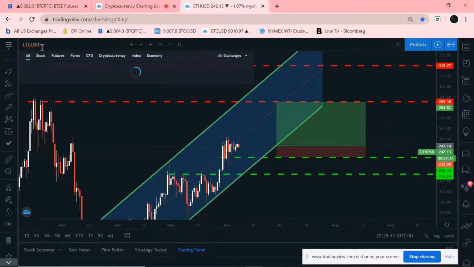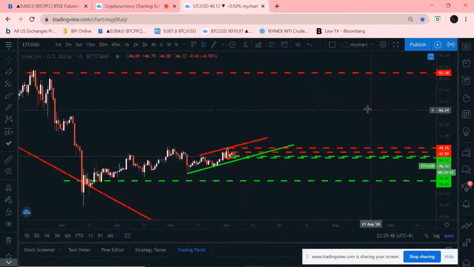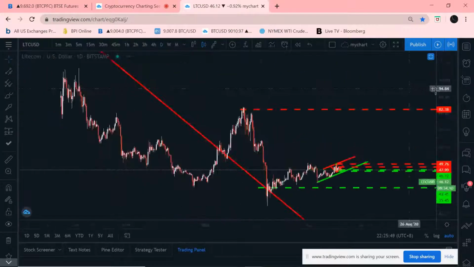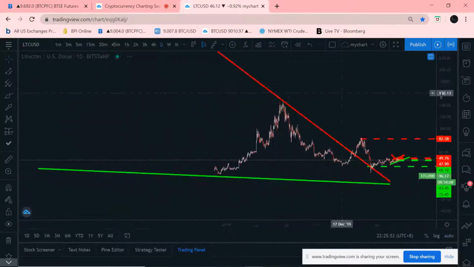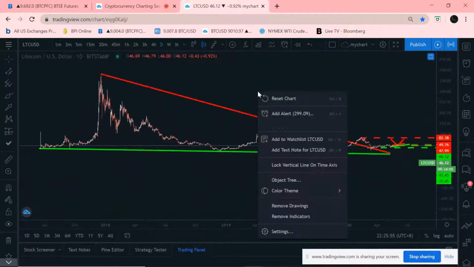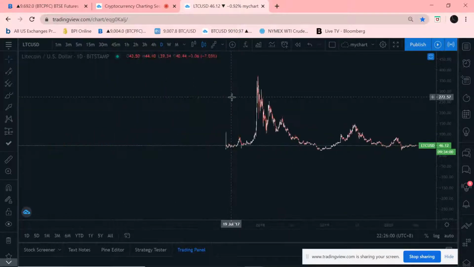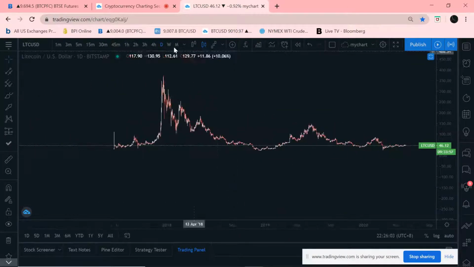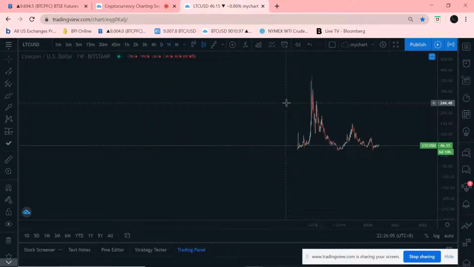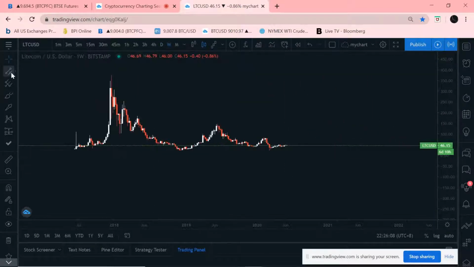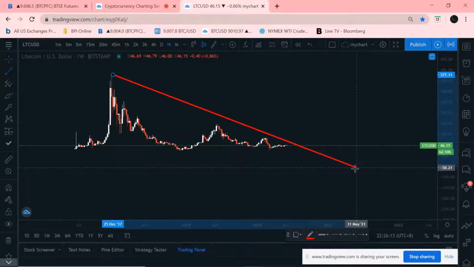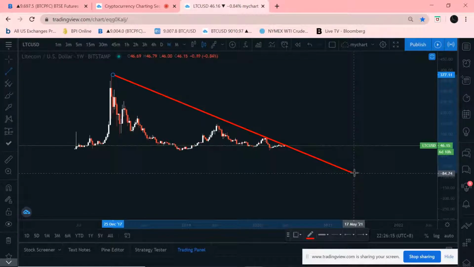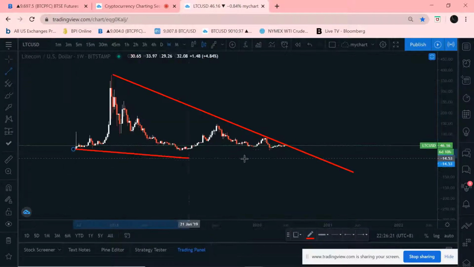LTC USD is, so I think for LTC let's also remove all the drawings first, so that we can start anew. So let's use this one, the weekly, to plot our expected trends. That's actually it. And of course this one.